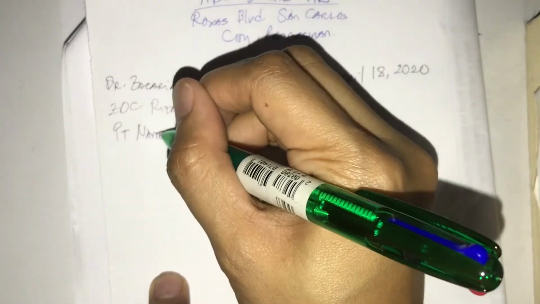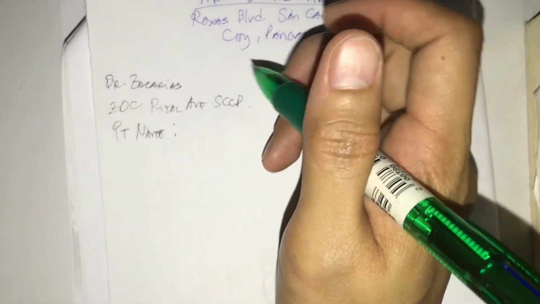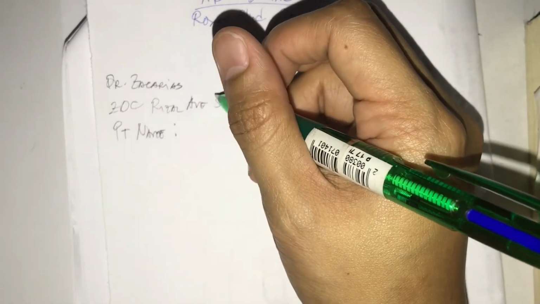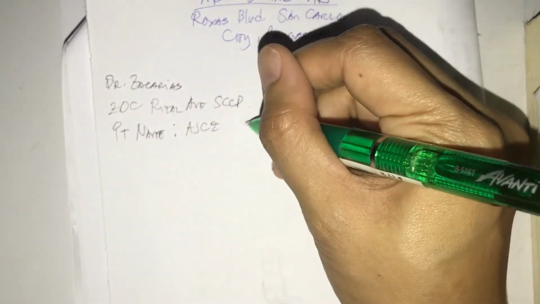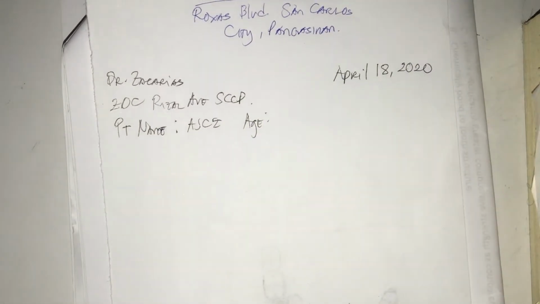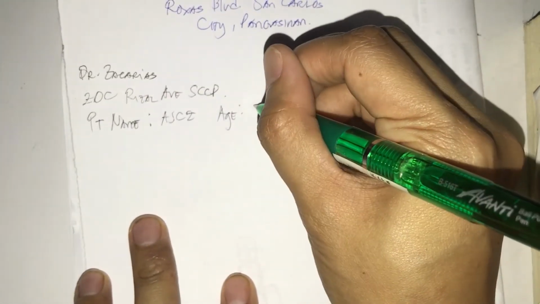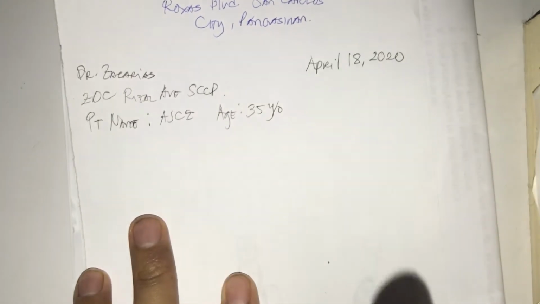Since we have already what they call this privacy law, you're not supposed to write the name. So, you may just write a designation, like an abbreviation. So, AJCZ, patient. And then the age of the patient. Why write the age of the patient? So that they will have a general idea of how old the patient is. So let's write here 35 years old, for example.